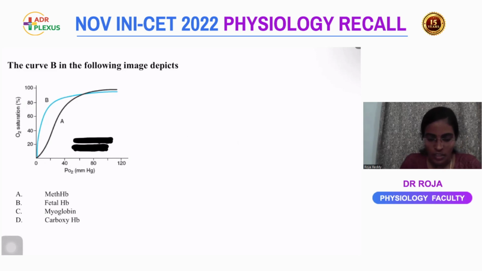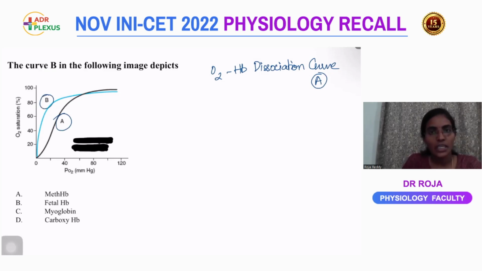The first question says: the curve B in the following image depicts. These are the two graphs which were given in the question, and the options were methemoglobin, fetal hemoglobin, myoglobin, and carboxyhemoglobin. First of all, what is this graph? We all know that it is the oxygen hemoglobin dissociation curve. Now, out of these two, A and B, which one is the oxygen hemoglobin dissociation curve? It is the curve A. Now, he's asking us what B is.